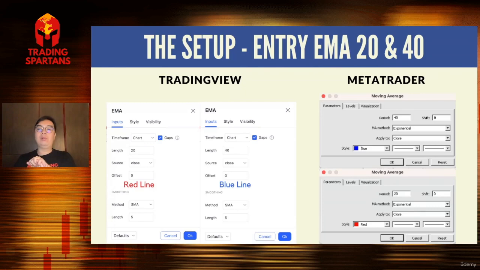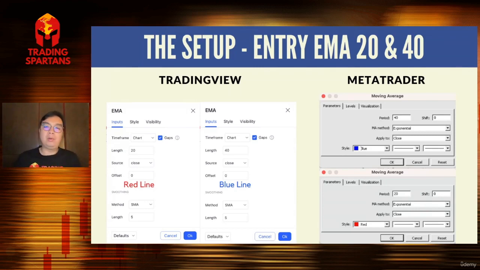On the right, if you want to use MetaTrader, you can as well. Open the moving average, change your MA method to exponential, and the period to 40 and 20 respectively. So some people actually ask me, hey, Luis, so why EMA 20 and 40? The only thing I can tell you is because it works, and that's why I stick to it.